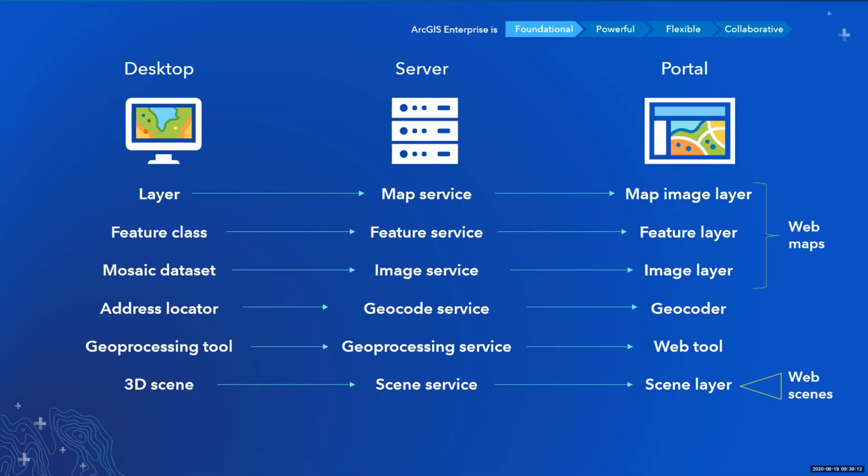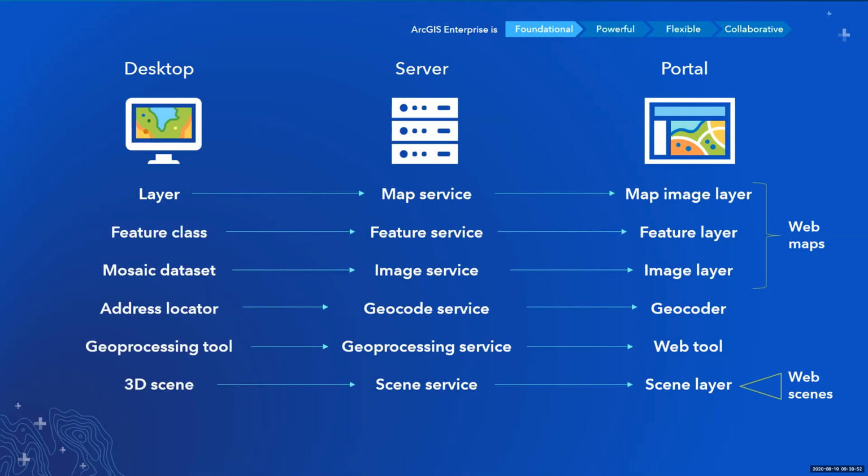Okay, so for example, on desktop, you might be working against a feature class, right? And then you can publish it up to your ArcGIS Enterprise system. And that will create a feature service that's hosted by ArcGIS Server, and then a feature layer that is the item in portal that's effectively pointing back to the service. And the layer is what you're going to bring in to your web maps to visualize and apply symbology to and all that good stuff.